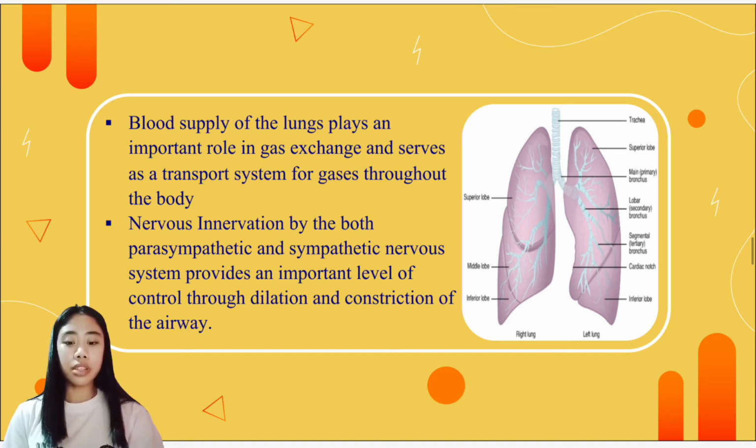Second is the nervous innervation. Dilation and constriction of the airway are achieved through nervous control by the parasympathetic and sympathetic nervous system. The parasympathetic system causes bronchoconstriction, whereas the sympathetic nervous system stimulates bronchodilation. Reflexes such as coughing and the ability of the lungs to regulate oxygen and carbon dioxide levels also result from this autonomic nervous system control.